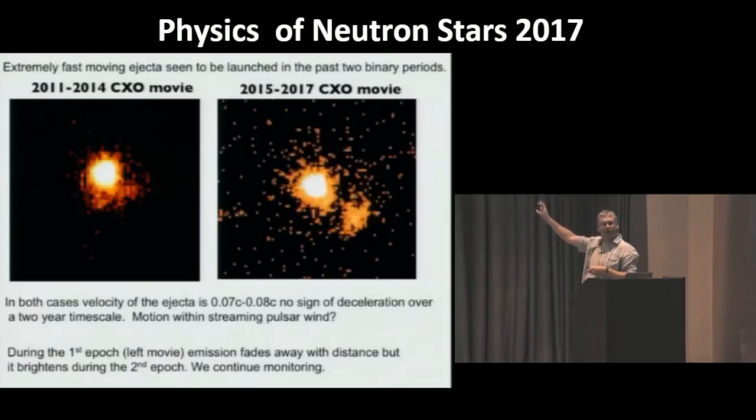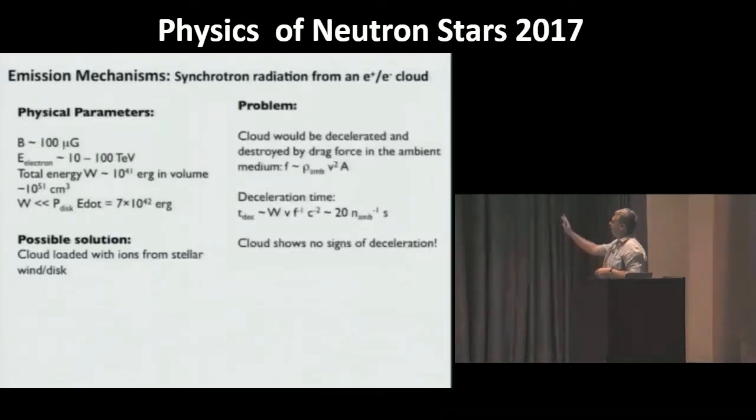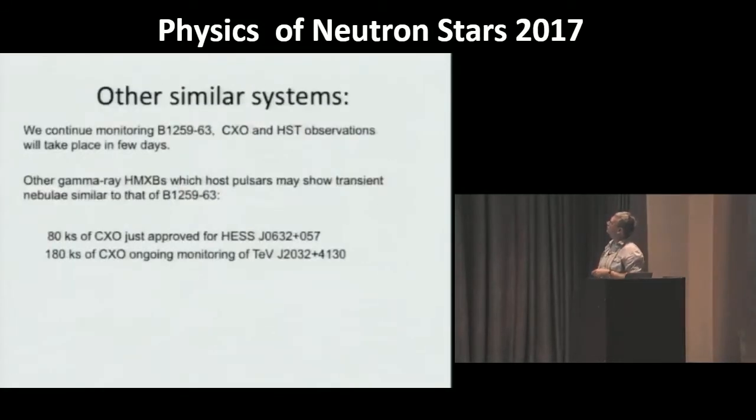So this clump, which is probably some material from the decretion disk of the star, is actually launched into a pulsar wind and goes with the pulsar wind flow. I'm not going to go through these estimates. There are a couple more systems that are promising in this respect, and they will be observed soon.